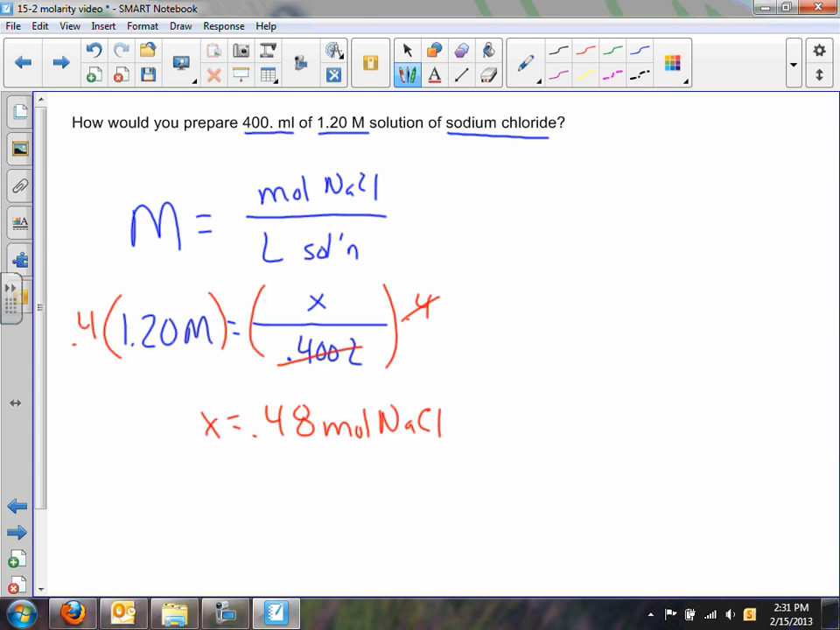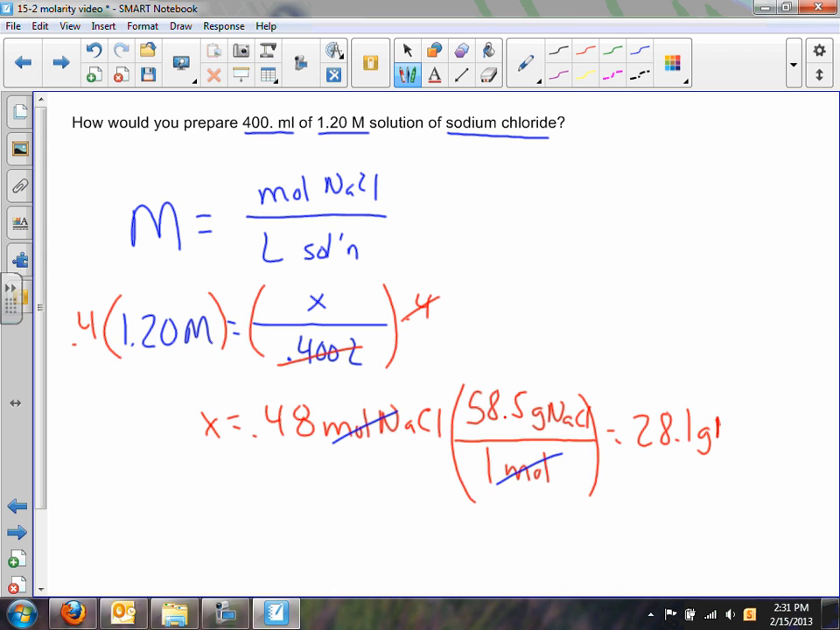Well, 0.48 moles, we can't very well measure out moles, but we can measure grams pretty easily. 1 mole, we know is 58.5 grams of NaCl. So if you take your 0.48 moles times your 58.5 grams, you would end up with 28.1 grams of NaCl.